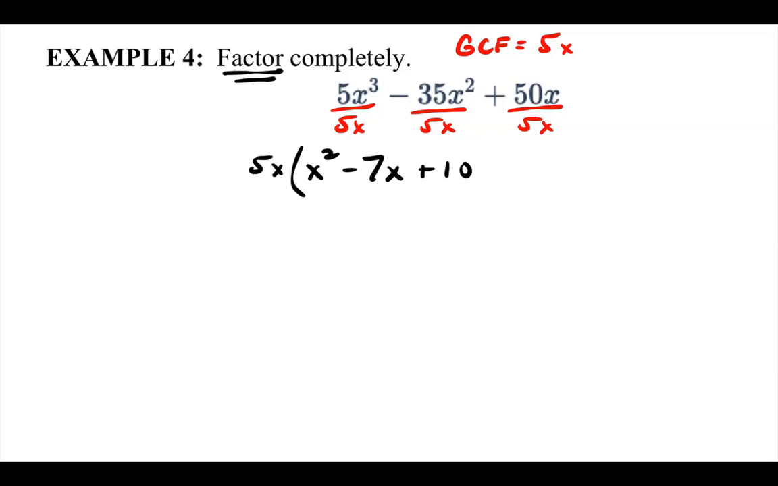And the last one is just like that. -10. Inside is what I care about. 5x I don't really care about right now. Okay, so factored out the GCF, done. ABC. In the yellow, that's what I want to know what ABC are.